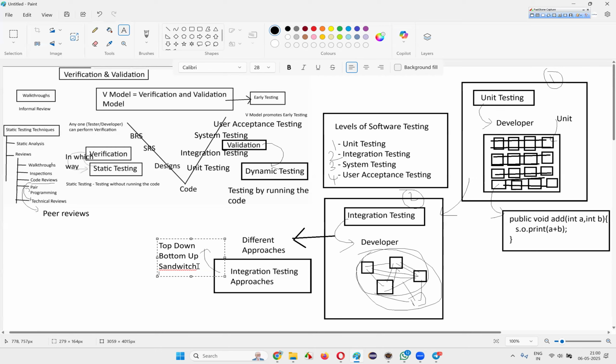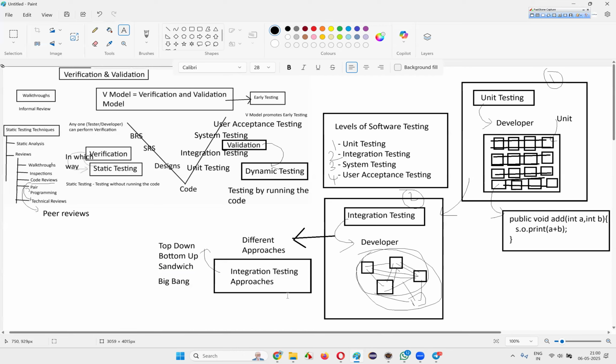Is it correct? Which spelling? Sandwich. Okay. Sandwich integration testing approach. The other one is the big bang integration testing approach. These are the different types of integration testing approaches we have.